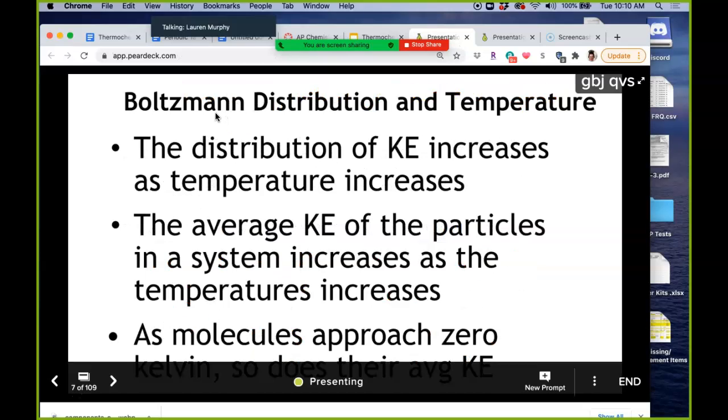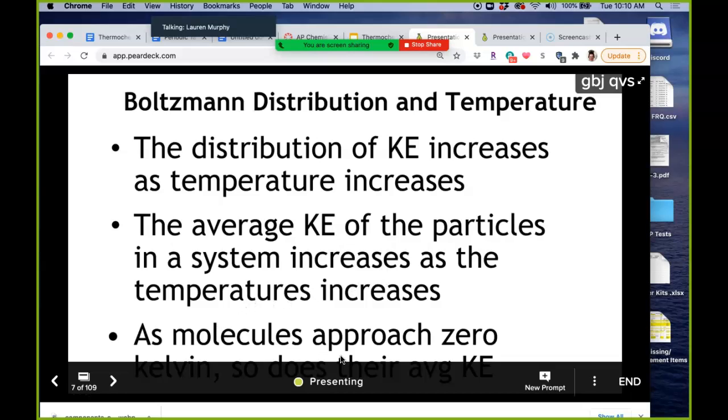So last chapter, we also discussed the Boltzmann distribution, and you've actually seen this identical curve on here and temperature. And the whole point is that kinetic energy of molecules increases as temperature increases. And now the average kinetic energy of the particles in a system increases as the temperature increases. So we get more molecules moving faster if we increase their temperature.